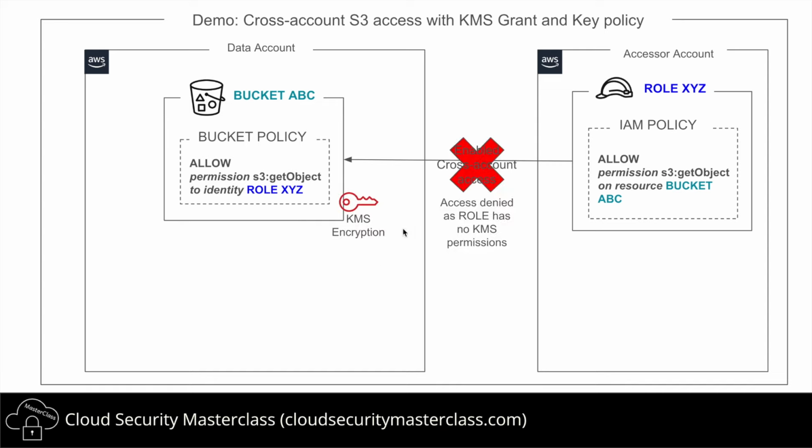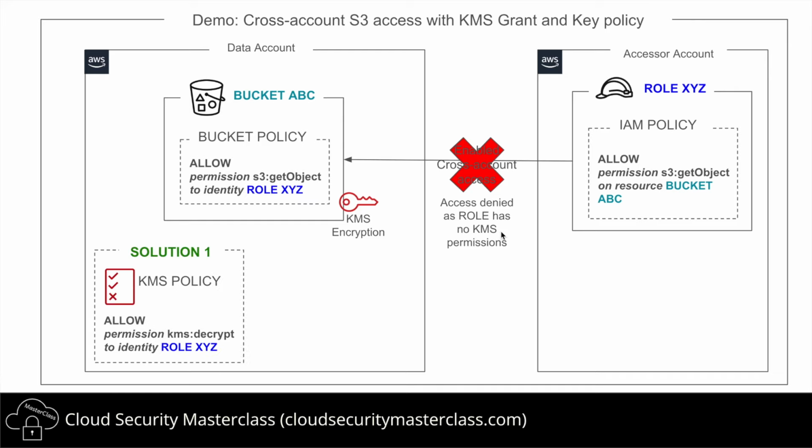Next, we will enable KMS encryption on the S3 bucket. And since at this point the KMS key is using the default AWS provided KMS key policy, when we try to access the bucket from the role, the access would be denied since there is no KMS permission allowed.